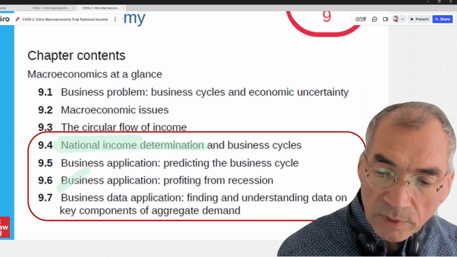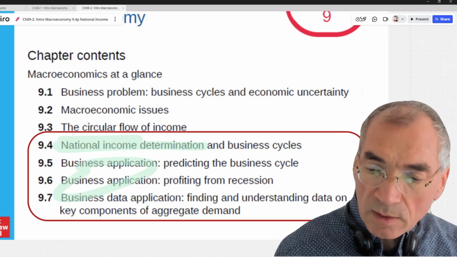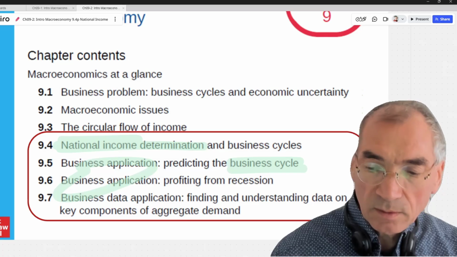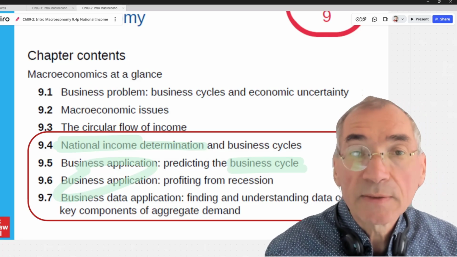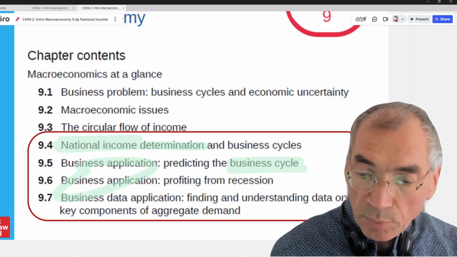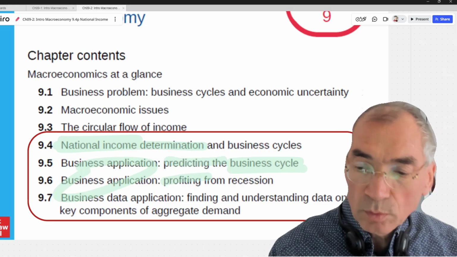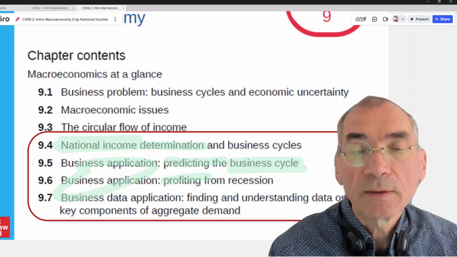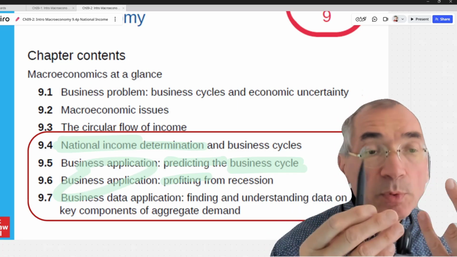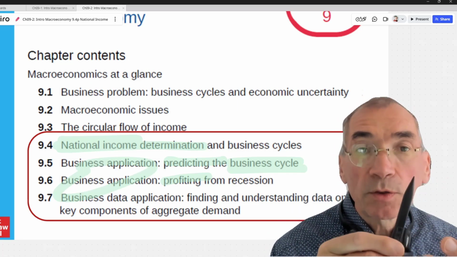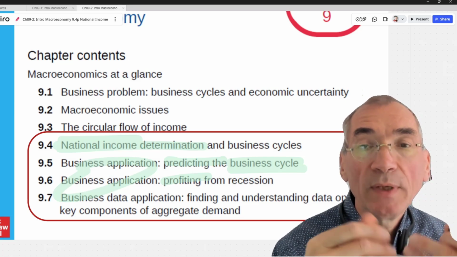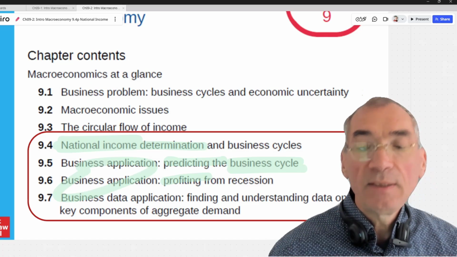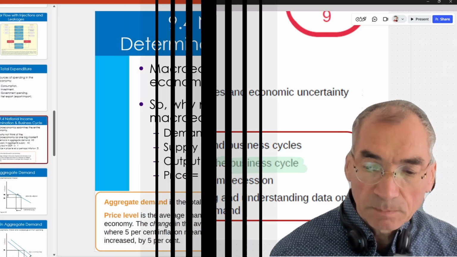And then some business applications, predicting the business cycle. So understanding the business cycle, what is the business cycle about, and then predicting in order to profit from a business point of view from the knowledge. What do we expect that the economy is going to do next? What will be the next development in the economy?